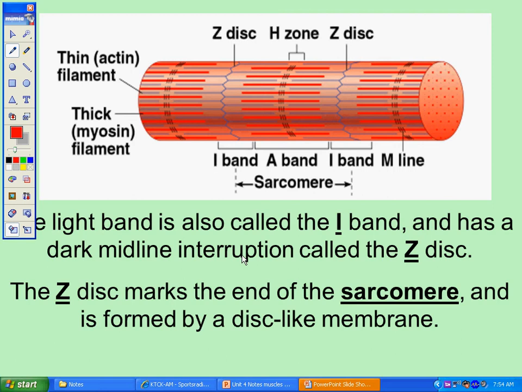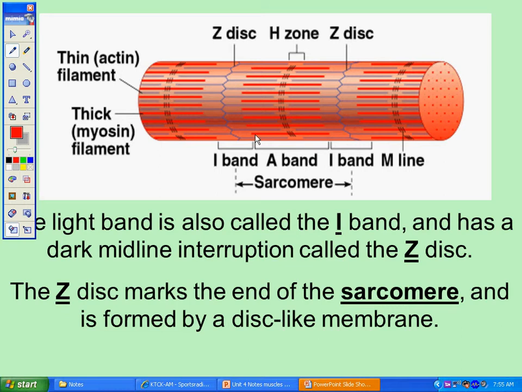So we're going to take a look back at this myofibril. This is a zoomed in picture of a myofibril. Notice we've got this light band right here. This light band is also called the I band, and it has a dark midline, and that's because of this Z disc here. The Z disc, of course, is where the actin filaments are attaching themselves to this midline. But because there's a lack of myosin filaments in this area, it's going to make it look like it's a lighter area.